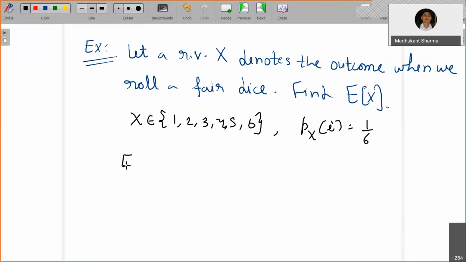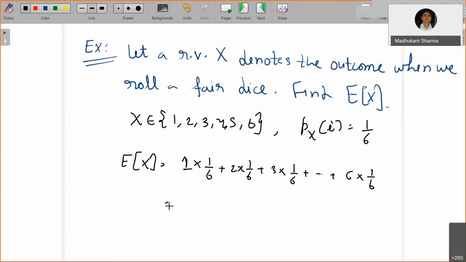So you can certainly find the expectation of x. The summation of x times p_x of x, if you recall the definition, means you take each value of x. The first value is 1 from the set, and its corresponding assigned probability is 1/6, plus 2 into 1/6, similarly plus 3 with also probability 1/6, and so on, till 6 into 1/6. What will it be? 1 plus 2 plus 3 plus 4, and so on, divided by 6.